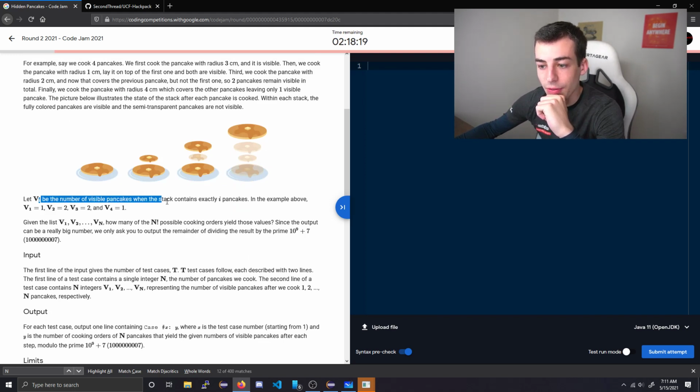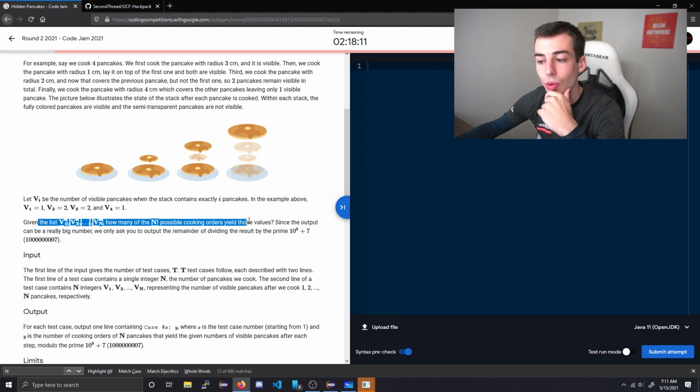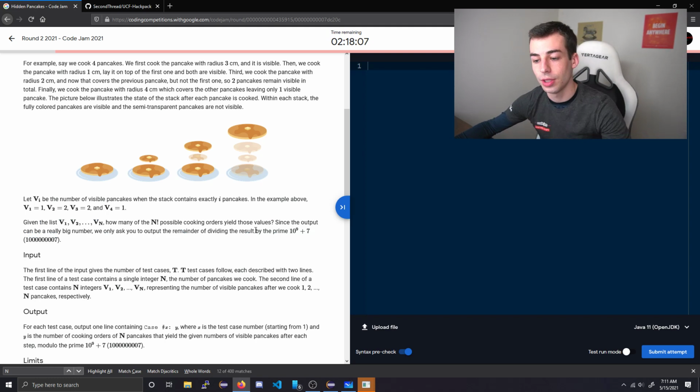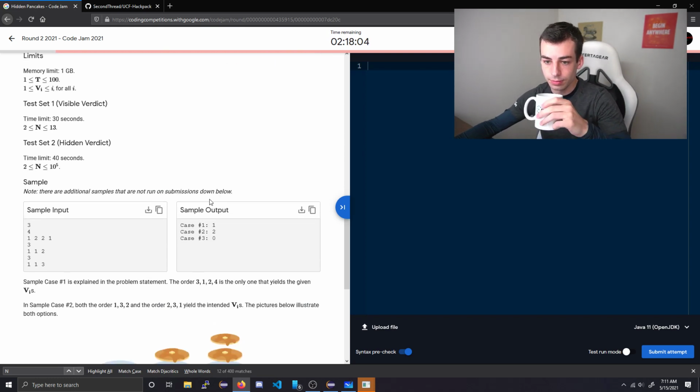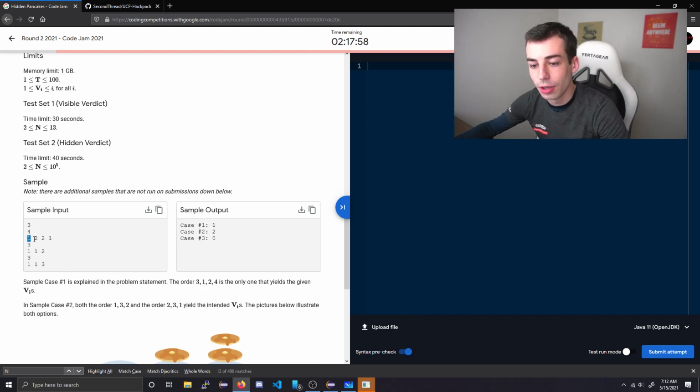Let this be the number of visible pancakes when it contains exactly i. In the example above, we have these. Given the list, how many of the n factorial possible cooking orders yield those values? It can be really big, so print it under mod. So this would be like 1, or this can be anything. Okay, gotcha.